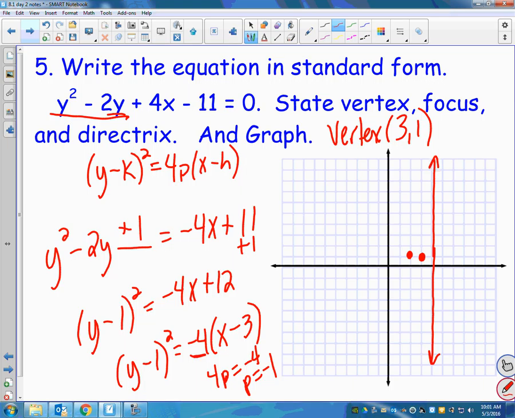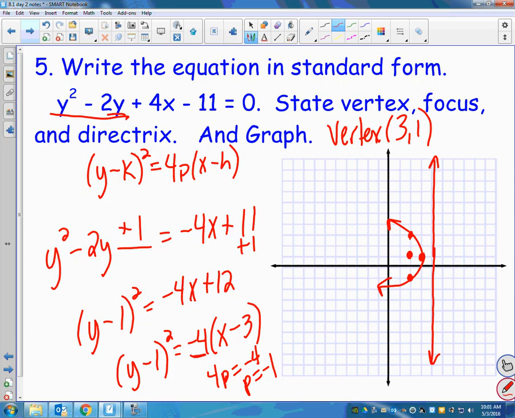And this one's going to be a lot thinner than our last ones, right? Because my focal width is just 4 now, which means I'm just going to go up 2 and down 2. So here's my vertex through my focal width, opening to the left.